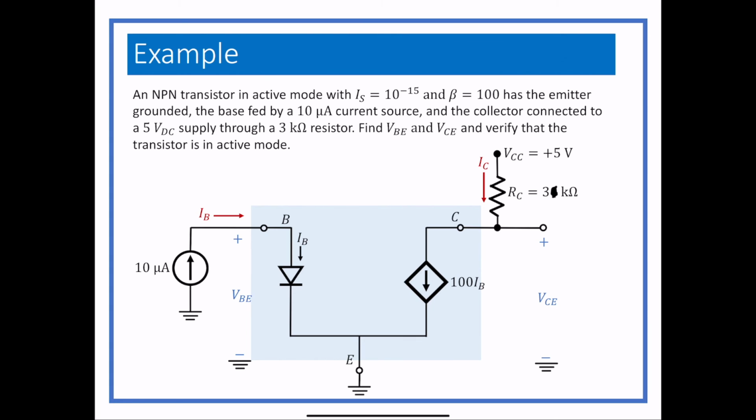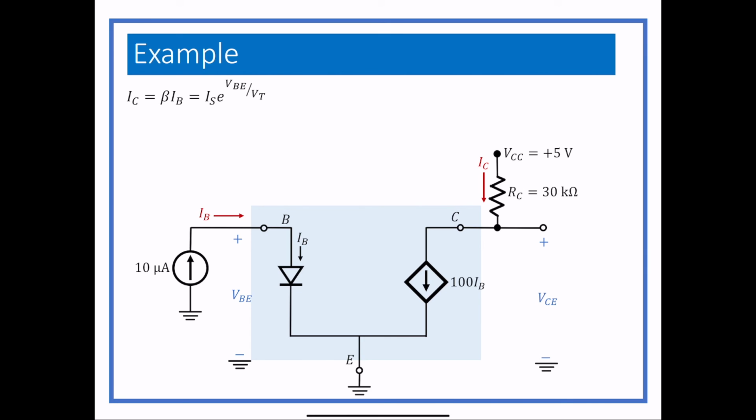We need to turn things around a little bit. We can't really find any currents yet, but we can use the IC equation in order to figure out what the value of VBE is. So we can start with IC as beta IB is IS e to the VBE over VT. And we can move IS to the other side and get beta IB over IS, because we know IB, so we're good there. We know beta and we know IS. And then we can take the natural log of both sides and move the thermal voltage over, and we get an actual equation that gives us VBE.